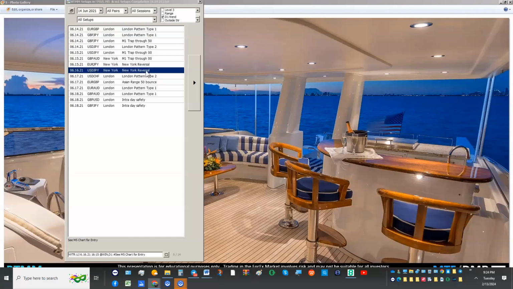Let's walk through a New York reversal from Wednesday, the 16th of June from last week. Did I accidentally say July? I might have. I meant June. So 16th of June, 2021. Also in D1 trend condition.